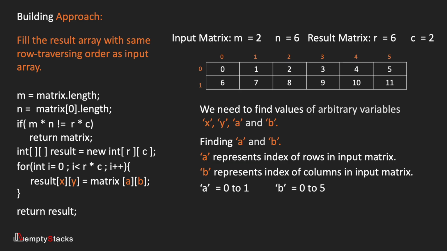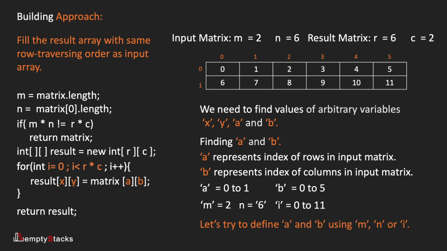So for sure it can depend on the size of the input matrix, that is the value of m and n, which is equal to 2 and 6 in our case. It can also depend on the value of i, which can vary from 0 to m cross n, or in our case we can say from 0 to 11. Now let's try to define a and b using m and i.